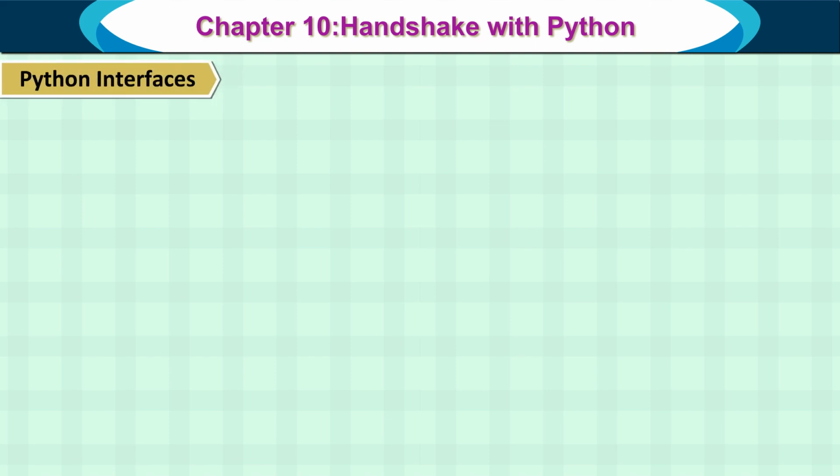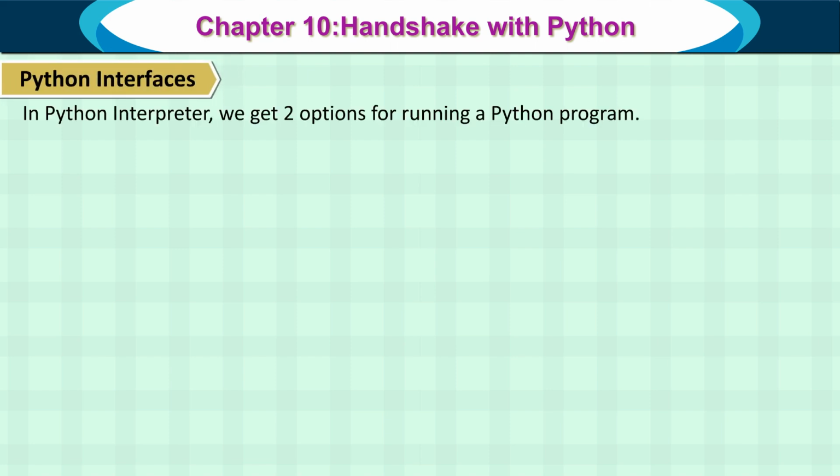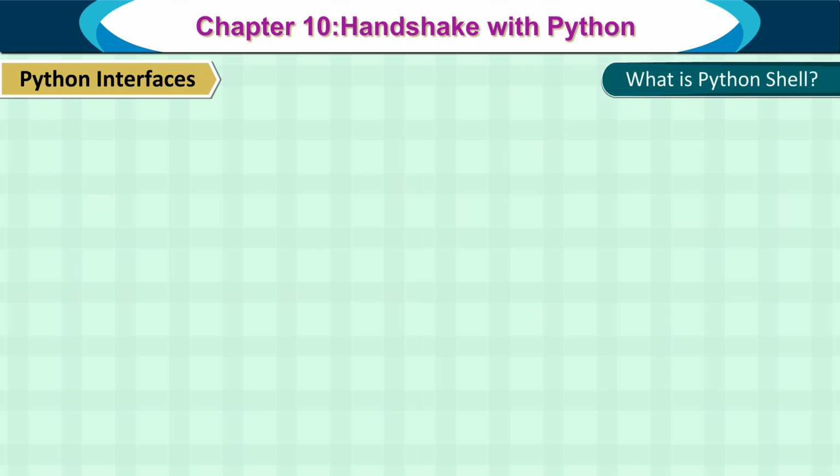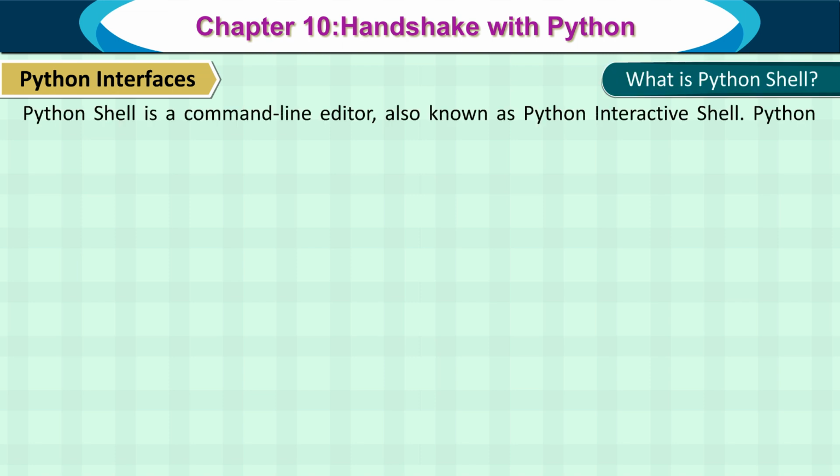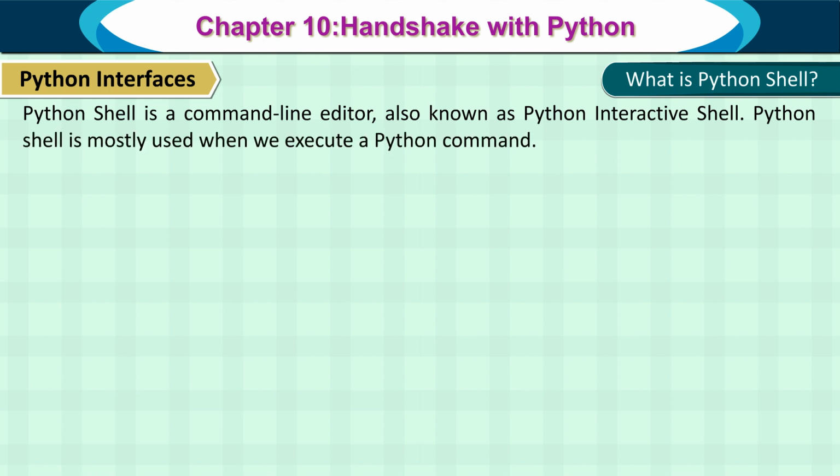Python interfaces. In the Python interpreter, we get two options for running a Python program: Python shell and Python IDLE. What is Python shell? Python shell is a command line editor, also known as the Python interactive shell. Python shell is mostly used when we execute a Python command.